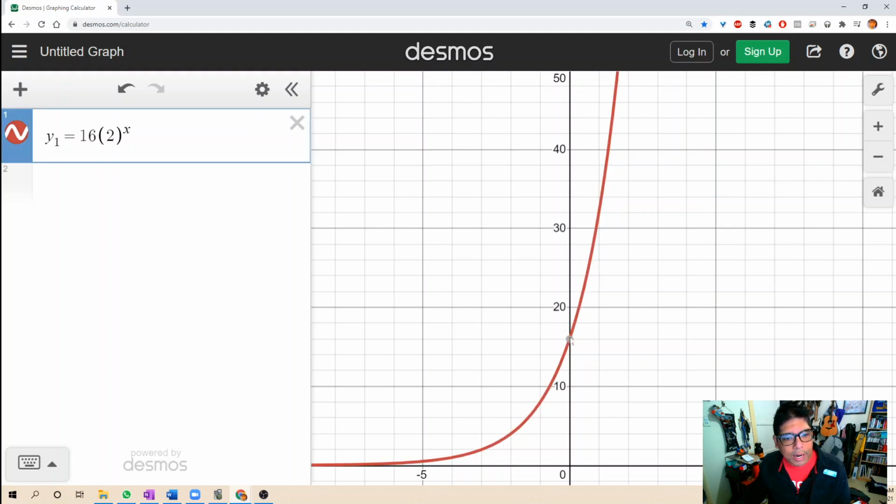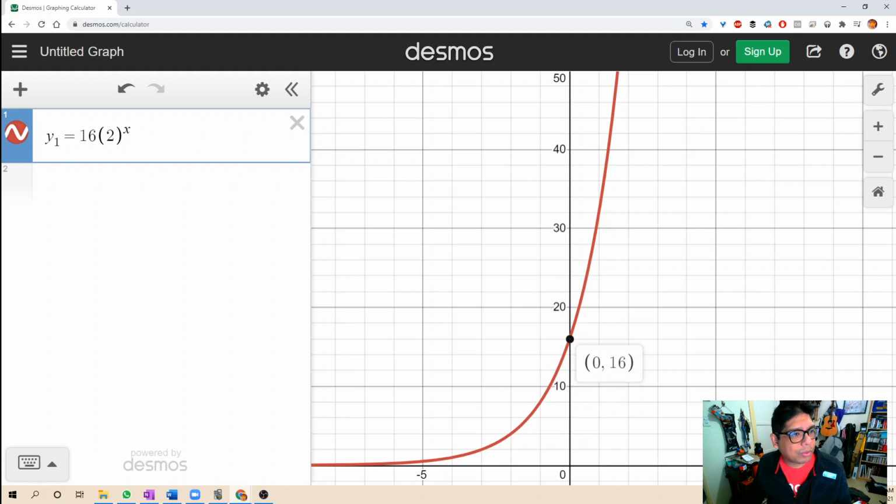We can see that it crosses the y-axis right there at 16. Now, if only there were a place where there is a 16 in the function. Oh, wait, there is a place. Right over here, there is a 16. Maybe that 16 in the function has something to do with that y-intercept of 16.